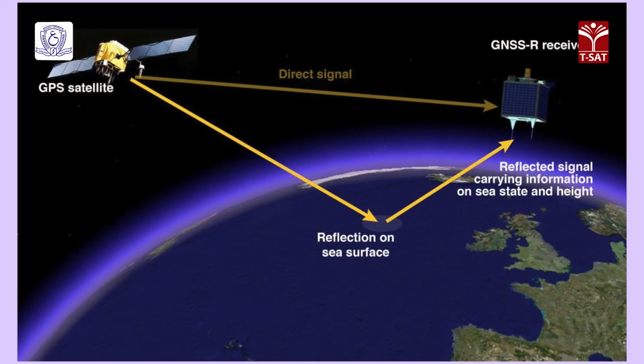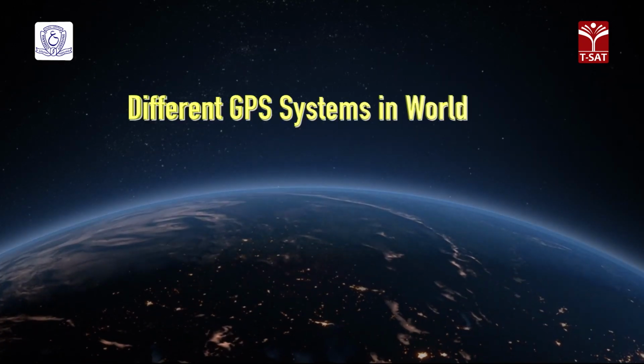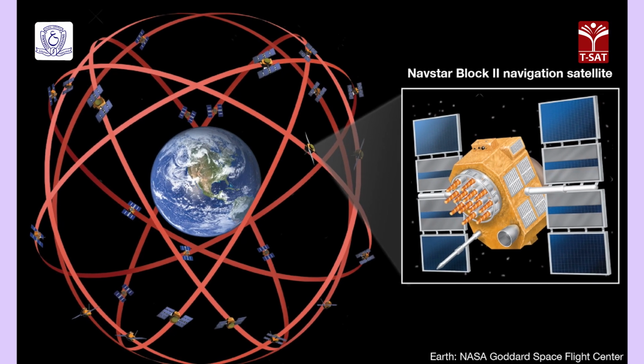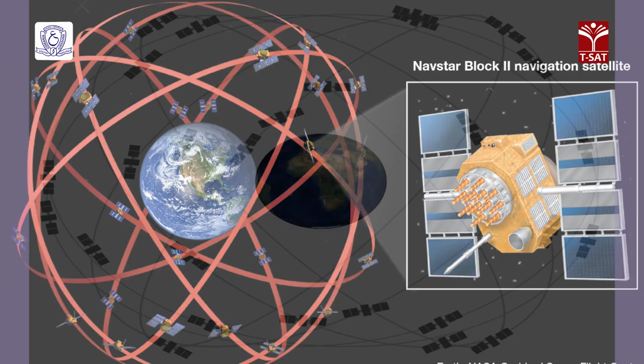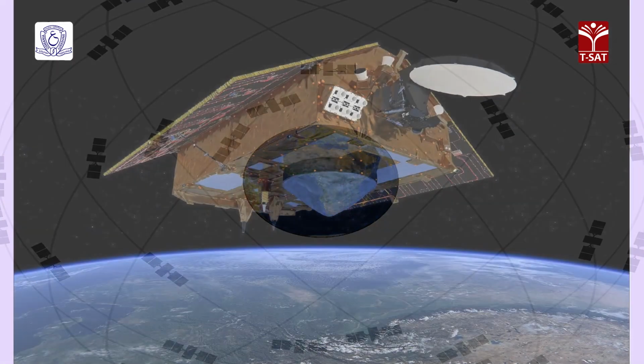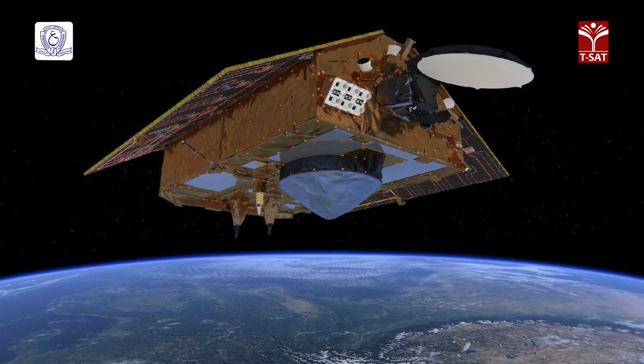Global navigation satellite system. Different navigation systems in the world. The United States Global Positioning System, GPS, consists of up to 32 medium Earth orbit satellites in 6 different orbit planes, with the exact number of satellites varying as older satellites are retired and replaced.